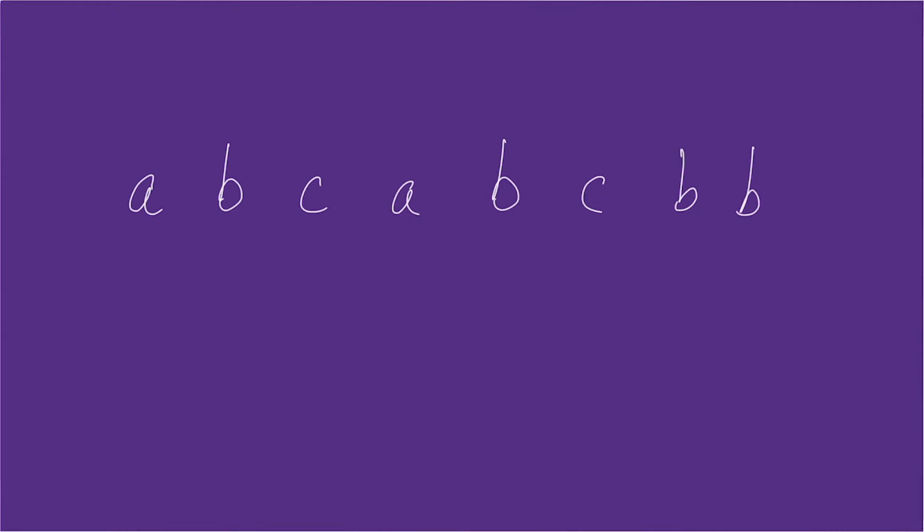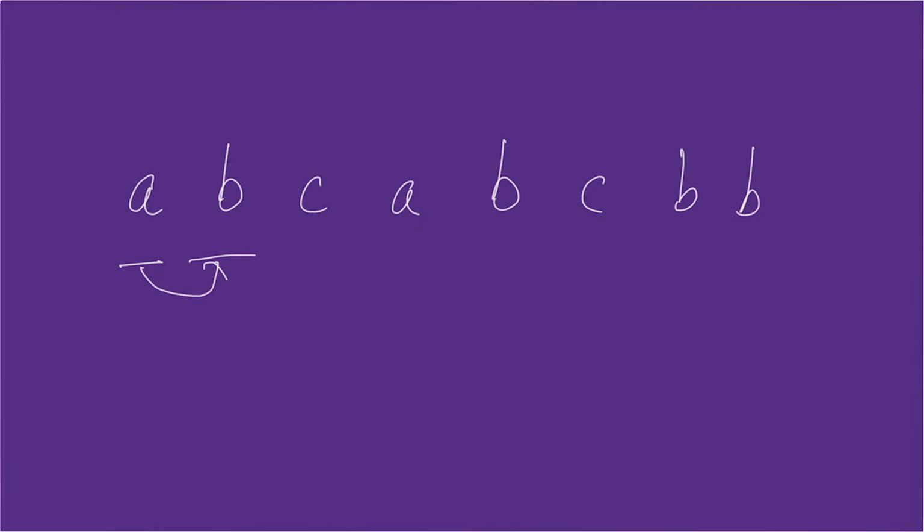So let's see. At minimum, we have to start a loop that goes through each character in the string. So we start at A, and then we go to B. Now when we come to B, we somehow need to know if we have seen B before. And the best way to create such a lookup system is using maps.